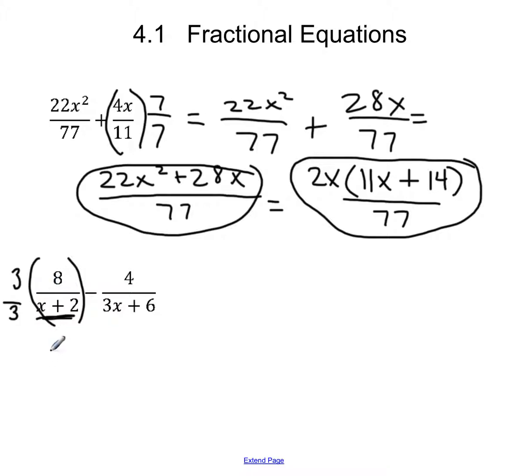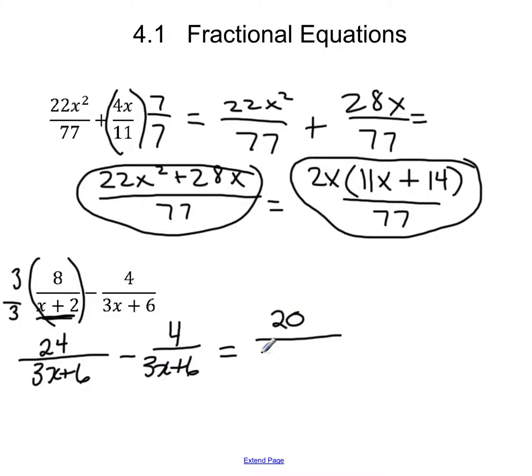So 8 times 3 is 24, and then on the bottom I'll have 3x plus 6, minus 4 over 3x plus 6. Okay, so now I look at my numerator, and I have 24 minus 4, which is just 20, over 3x plus 6. Okay, well, that is an answer. That's all I can do.